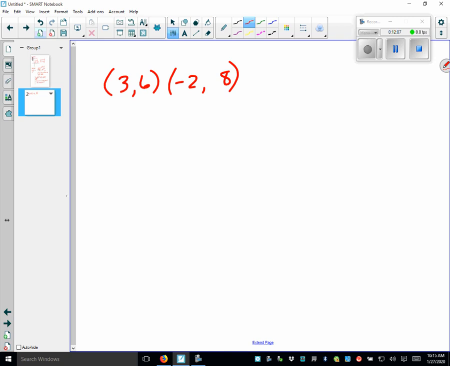What were these directions? Find the distance between the 2 points. Have an answer? Hold on. I don't know if that's right. You don't know if it's right.